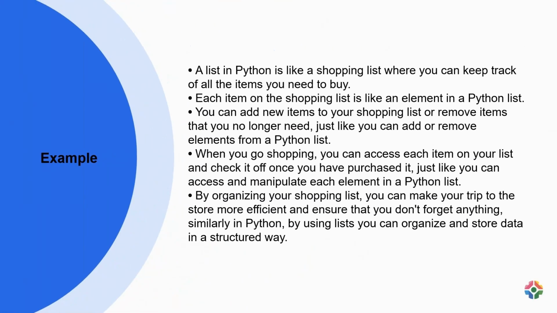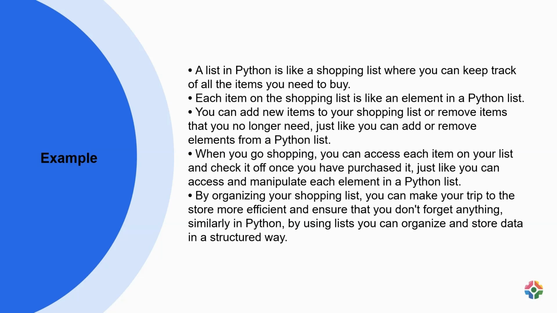A list in Python is like a shopping list, where you can keep track of all the items you need to buy. Each item on the shopping list is like an element in a Python list. You can add new items to your shopping list or remove items that you no longer need, just like you can add or remove elements from a Python list.